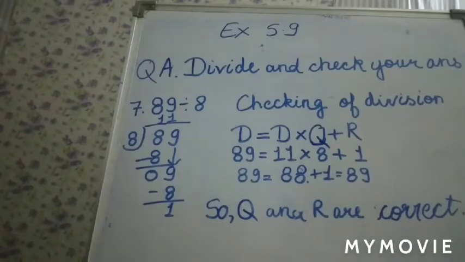Put all these values in the formula. Then multiply 11 and 8. You will get 88. Then remainder is 1. So you have to add 1 to 88. 88 plus 1 equals 89. So here 89 equals 89. So quotient and remainder are correct.